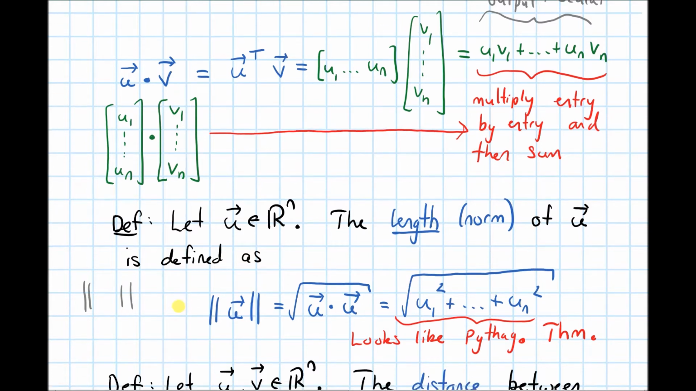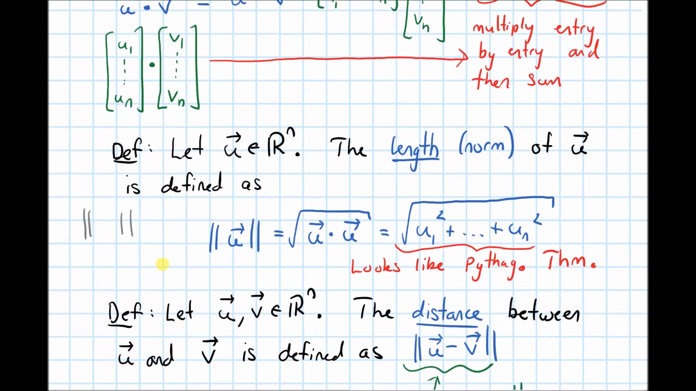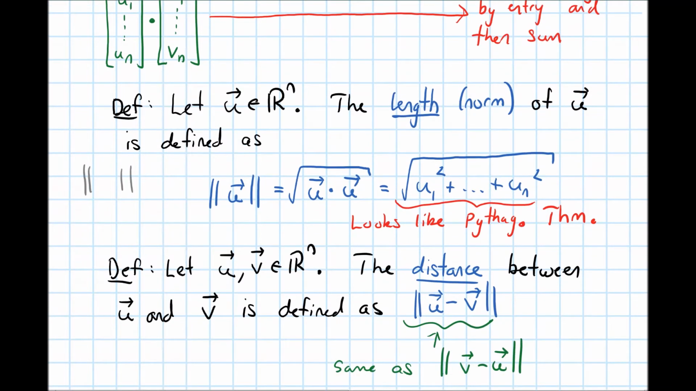Now let's define what the distance between two vectors is. If u and v are vectors in Rn, the distance between u and v is defined to be the length of u minus v. It doesn't matter the order that I subtract them in. If I did v minus u, that would be the same thing.